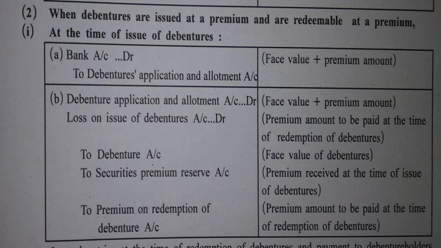To debenture account. This is the liability. Face value of debenture. To securities premium. This is the amount of premium that is called with the face value of debenture. Yes. Lastly, premium on redemption of debenture account. This is the liability. This is the amount that is to be paid at the time of redemption of debentures. Securities premium is the amount received of premium and premium on redemption of debenture is the amount of premium which is to be paid at the time of redemption. So these two are different. Yes.